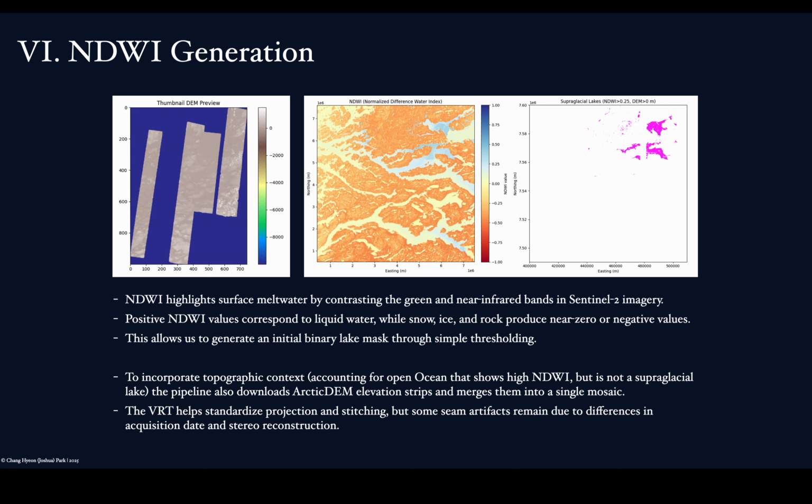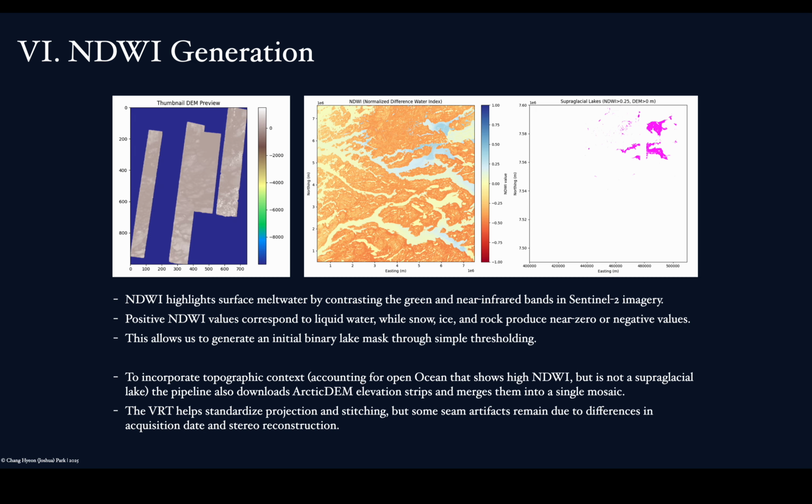So NDWI generation, that's the first portion. As you can see on the left hand, you see some DEM tiles being aligned, and based on that, I projected some NDWI maps. And on the right-hand side, the rightmost side, is a binary map where you can see which part lights up as true for lake.